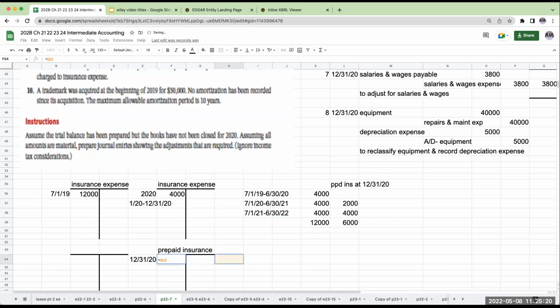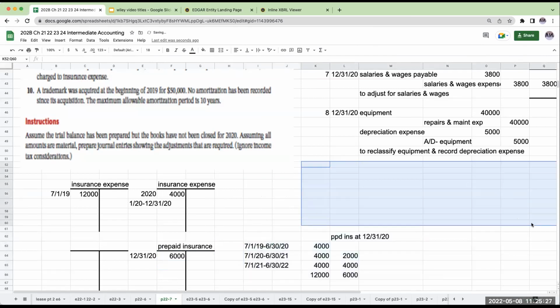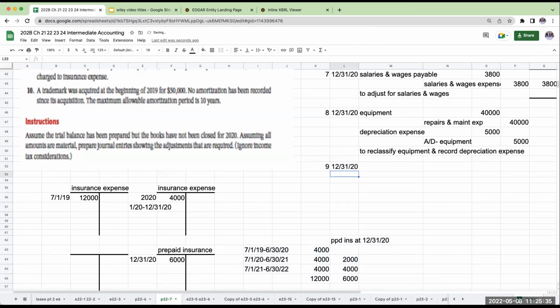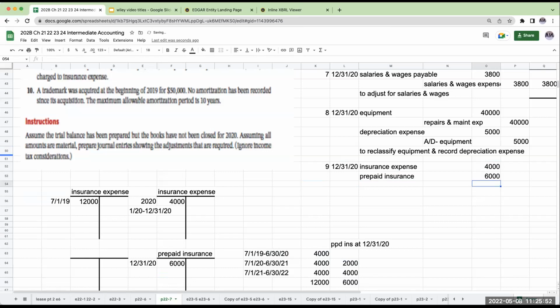Okay, now if we go over here, these are the balances in terms of what I should have had. So what I want to do is say, okay, right over here on 12/31/20, I know that I have to have insurance expense because I have to show what I used during the period. This is going to be for 4,000. I also know that I'm going to have prepaid insurance because this is the value as of December 31st, 2020 that was correct.